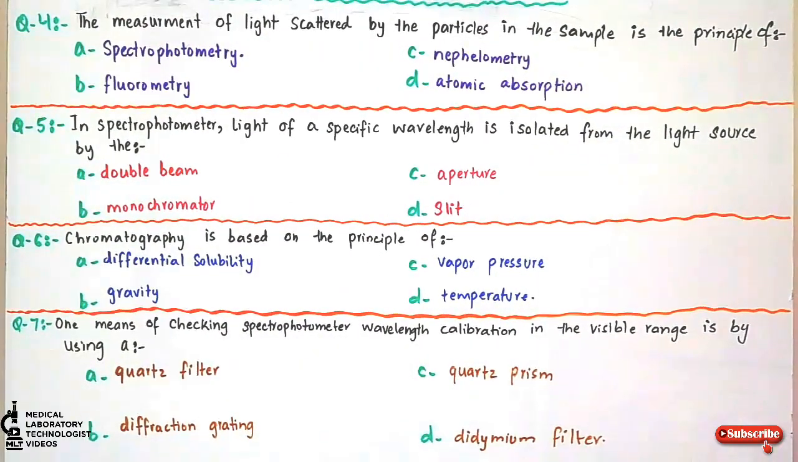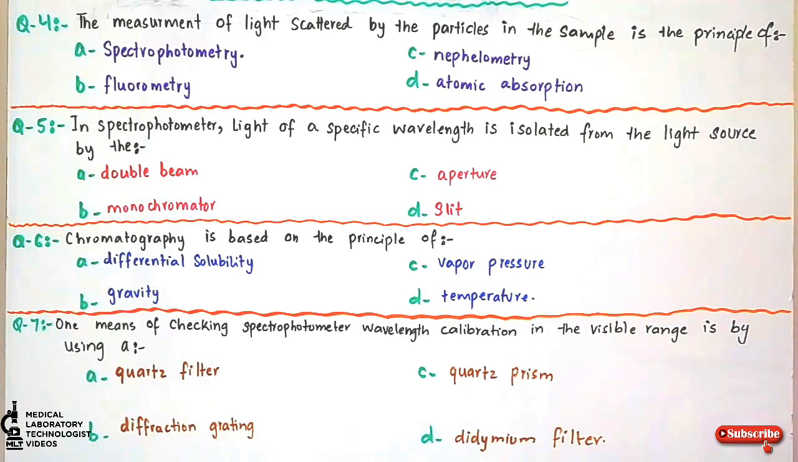Question number 6. Chromatography is based on the principle of option A, differential solubility; option B, gravity; option C, vapor pressure; and option D, temperature. And the answer for this question is option A, differential solubility. That is the basis of chromatography.